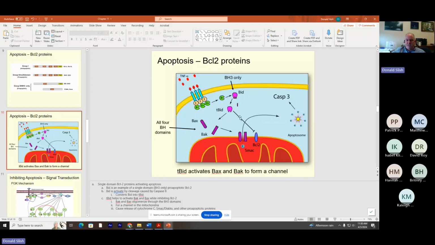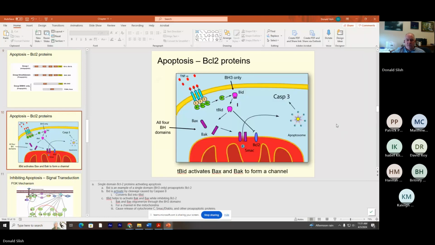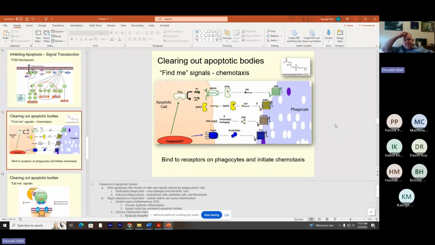I think the exact mechanism of how it does this isn't quite understood yet, so we're not going to worry about that. But when we do inhibit BCL2 and activate BAX and BAK, they're going to insert into the membrane and form a channel. Cytochrome C is coming out, SMAC's coming out, and then we're activating apoptosis. So the key thing to keep in mind is these homology domains that help them to dimerize. And that's what causes activation. Okay, and I just talked about this.